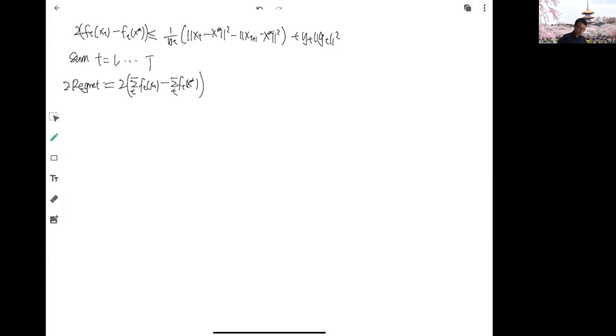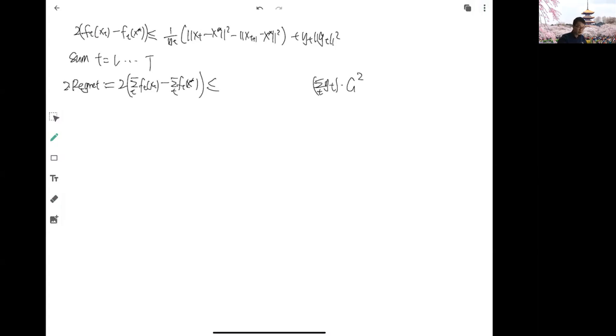Okay, on the right hand side, first of all we have the sum of eta_t, and then by our assumption that the functions f are all Lipschitz, and the subgradient is upper bounded by G, we can replace this with the sum of eta_t multiplied with G squared.